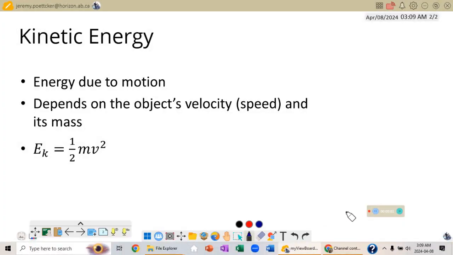All right. When we're looking at kinetic energy, this is energy due to motion. And it depends on two things, the object's velocity or speed and its mass. And I think you intuitively sort of know this already, that speed matters more than the mass.